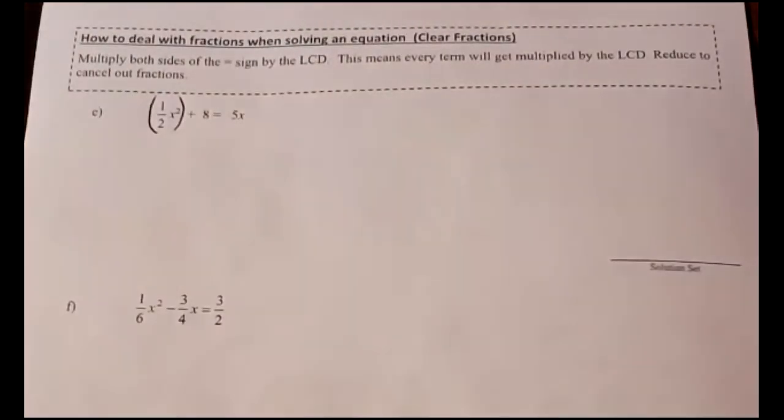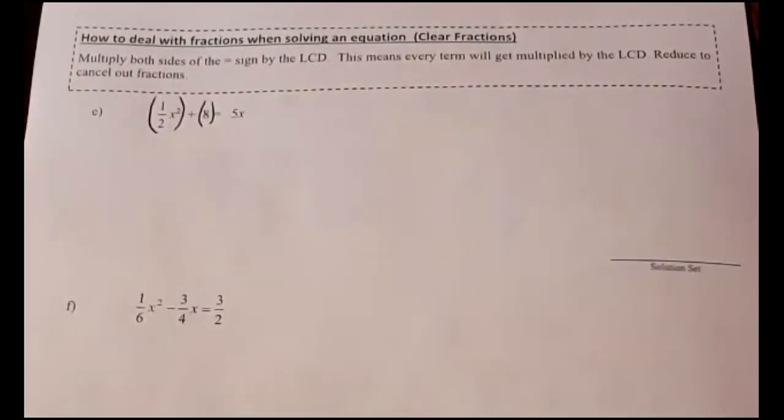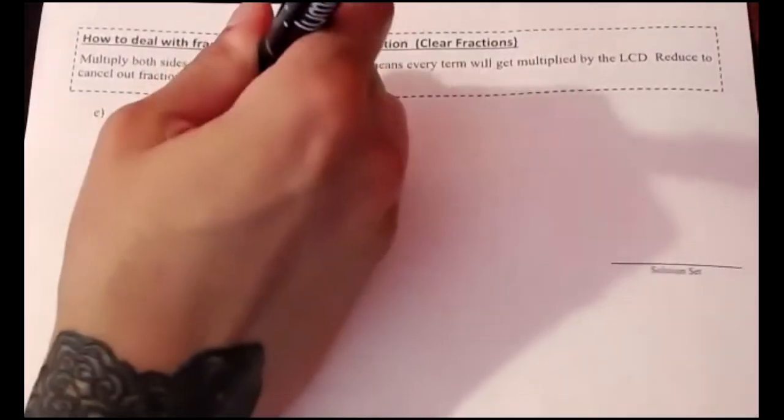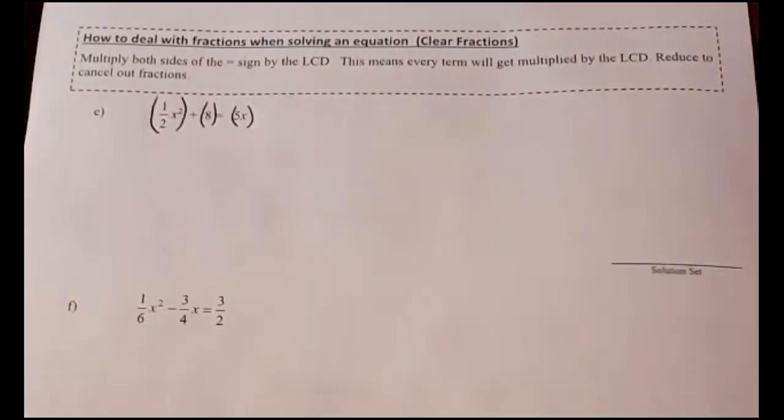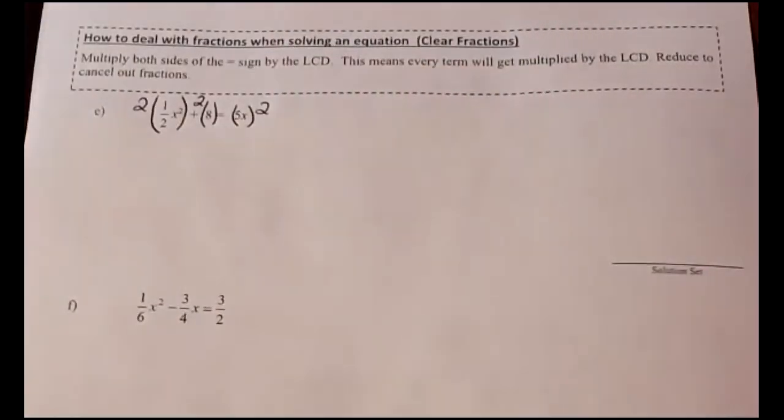Your first term is 1/2 x squared. Your second term is a positive 8. Your third term is a 5x. Well, I don't want to have fractions. I've never factored fractions, right? I don't want it. So because we have an equation, this is what allows us to multiply by the same quantity. Remember that rule. If you want to multiply by some sort of quantity, you have to do that to every term in the equation. You can't pick and choose.